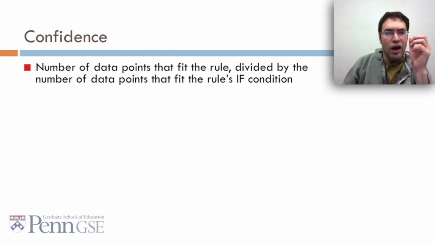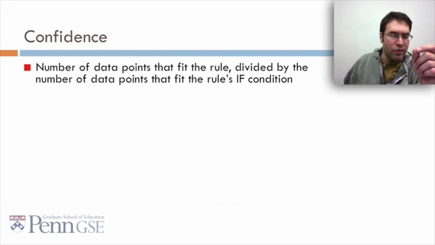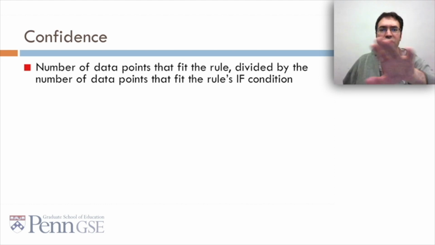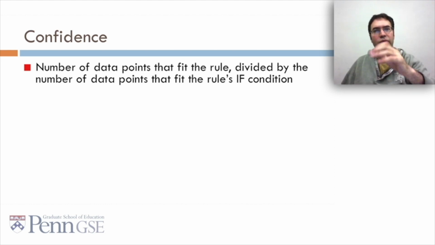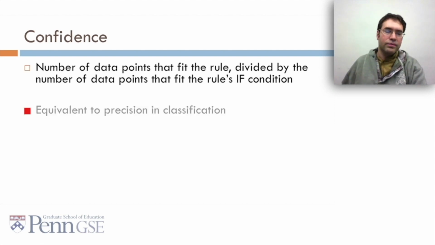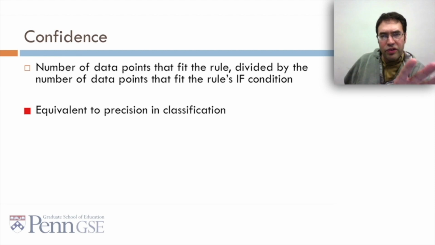Confidence. Confidence is the number of data points that fit the rule divided by the number of data points that fit the rule's if condition. So if the if condition isn't met, we don't care at all for confidence. We only care how many of the ones that fit the if also fit the then. This is equivalent to precision in classification.